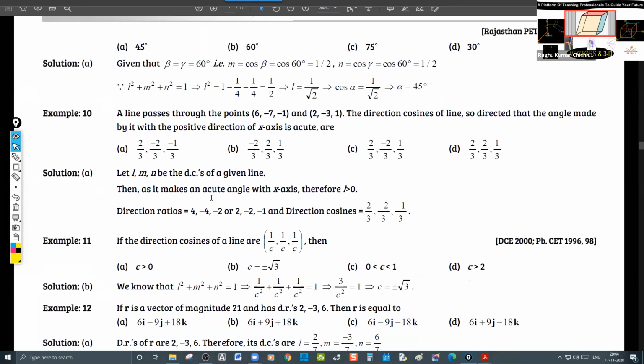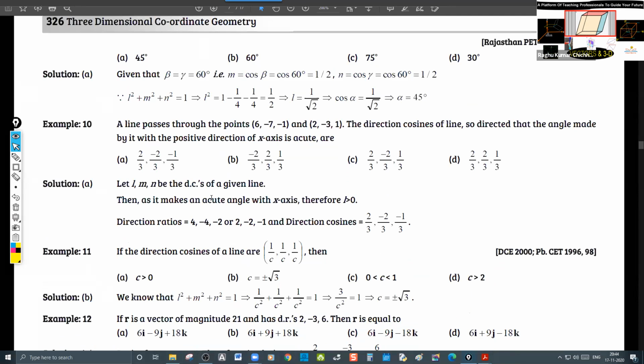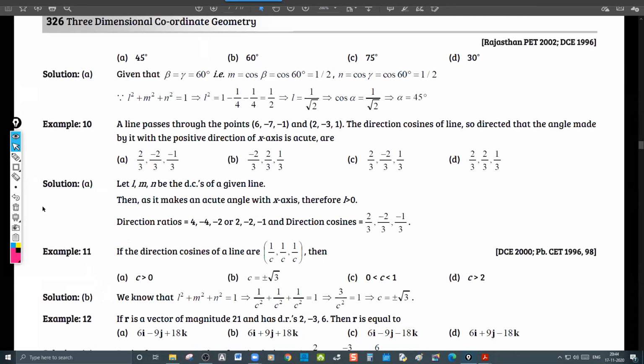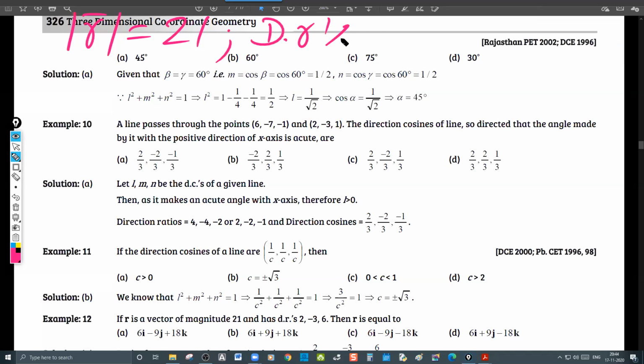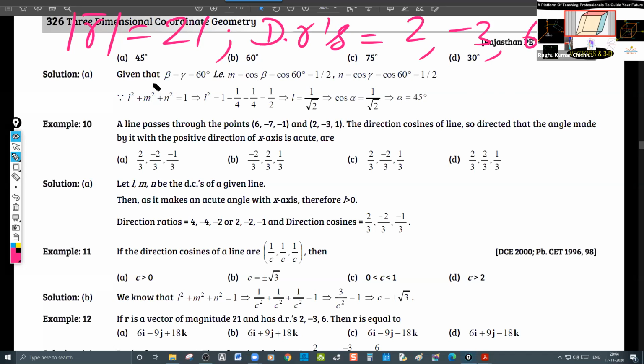Okay, so that's example 11, simple. Now let us stop with this question. Example 12, please. Should I read, sir? Yeah. If R is a vector of magnitude 21 and has DRs 2, minus 3, 6, then R is equal to. That is, modulus of R bar is 21, and DRs are 2, minus 3, 6. Then R bar is equal.